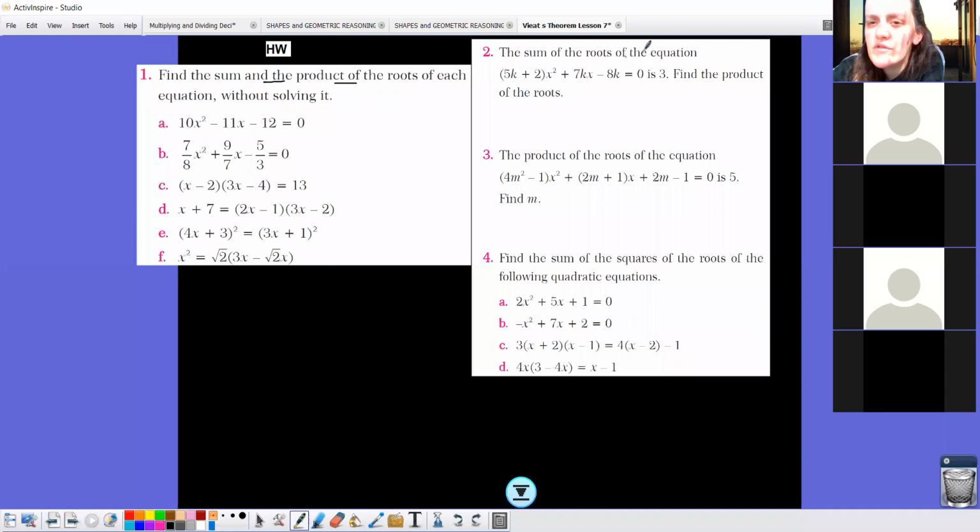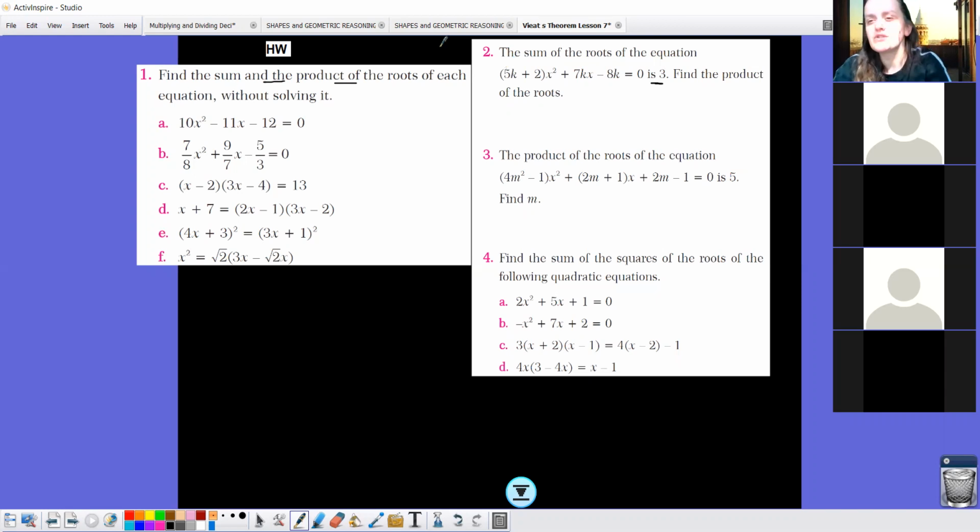And here you have another kind. The sum of the roots of the equation is 3. Find the product of the roots. Now, what do you think? How will we solve this question? Salman, do you have any opinion? What is given? Read the question, guys. Firstly, step by step we'll go.